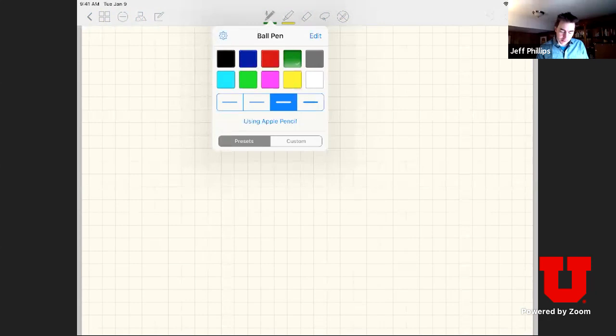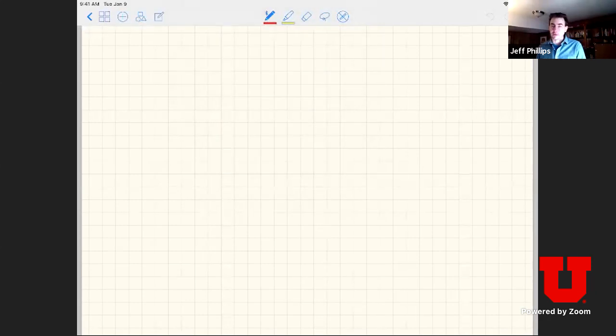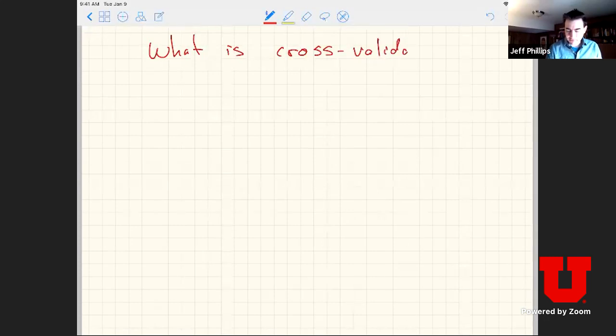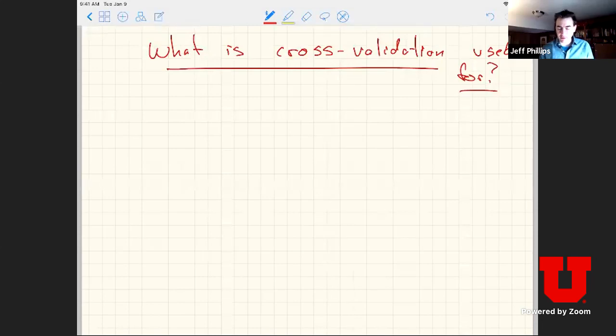Okay, so now an important conceptual point I want to highlight. I've said this two or three times, but I just want to say it clearly on a slide. So what is cross-validation used for? What is the use of cross-validation?